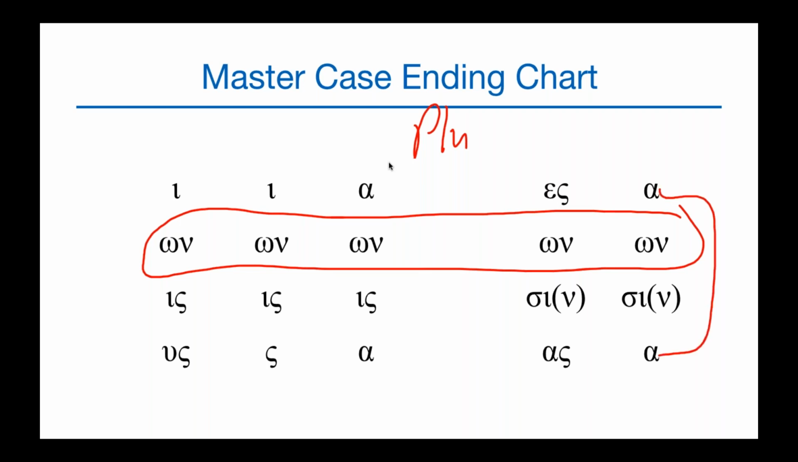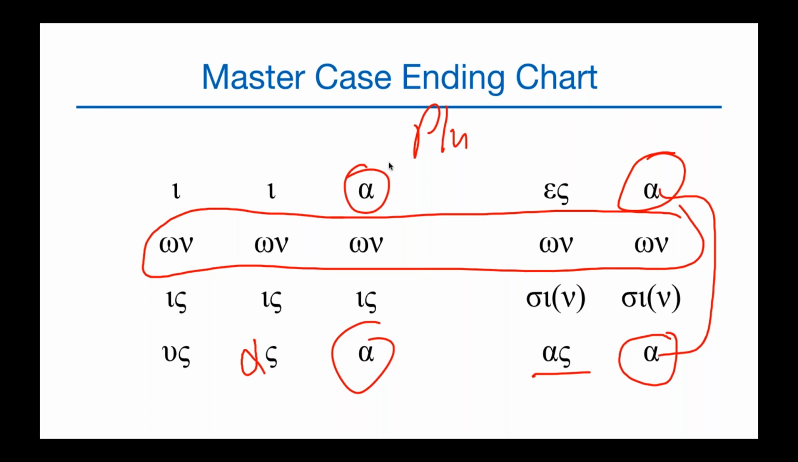Now we still follow this rule. And if you notice, plural nominative and plural accusative in the neuter are the same. Remember, in the feminine, it's alpha sigma, and that's exactly what we have here.